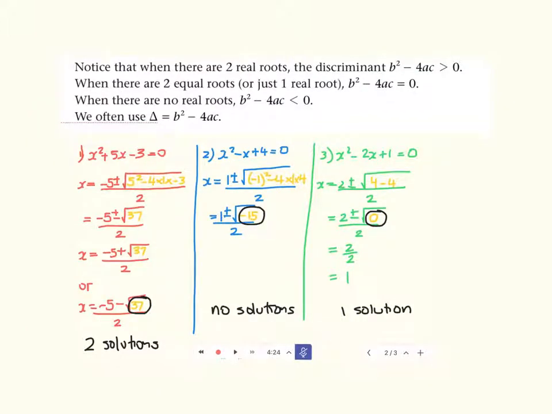Okay, so notice that when there are two real roots, and roots just means the x-intercepts, the discriminant is greater than 0. So up here the discriminant was 37, but it can be any number greater than 0. When there are two equal roots, or just one intercept, the discriminant equals 0, and that was this third example here. And when there are no real roots and no intercepts, the discriminant is less than 0, and that was our second example. So when it's a negative number, the graph has no x-intercepts.